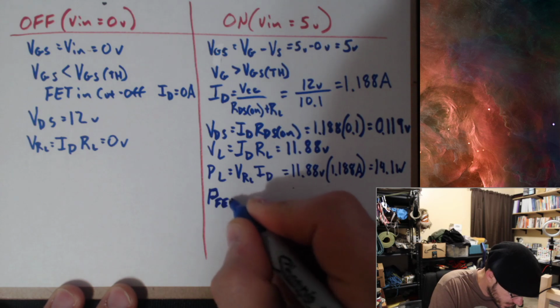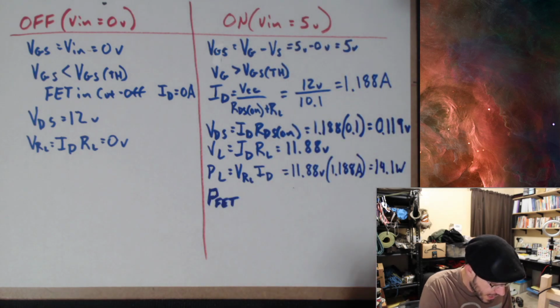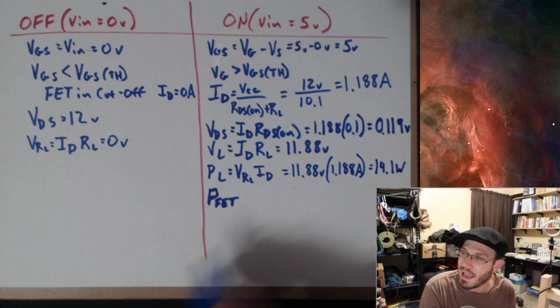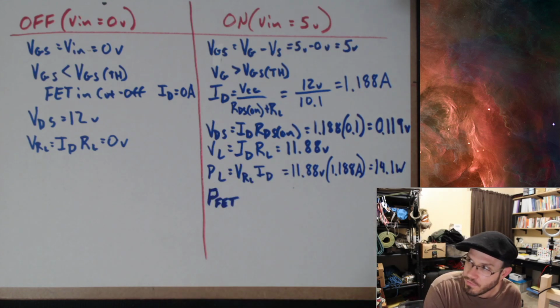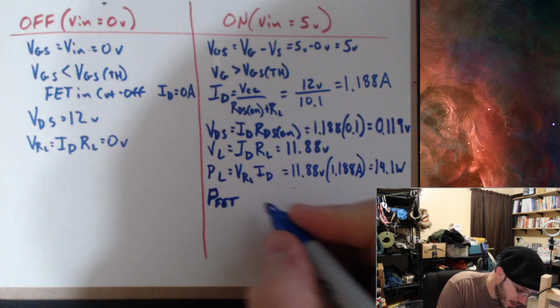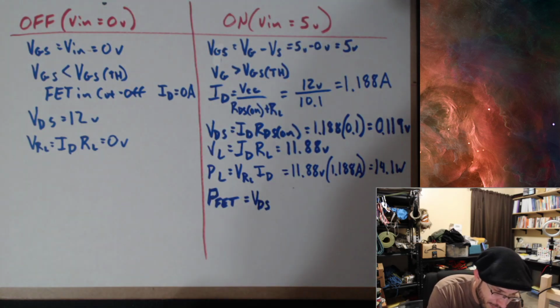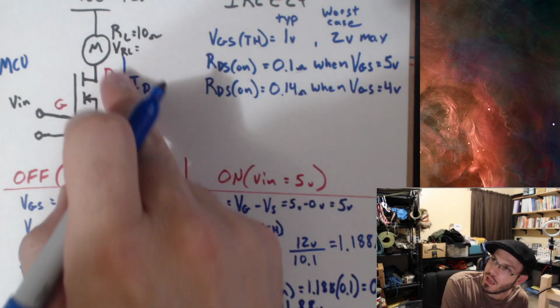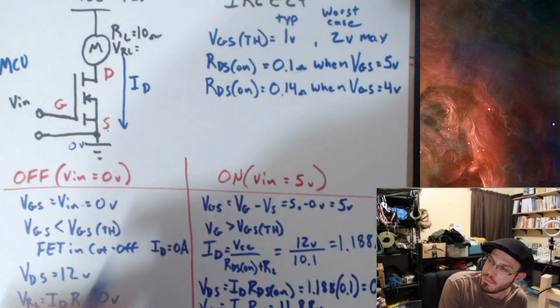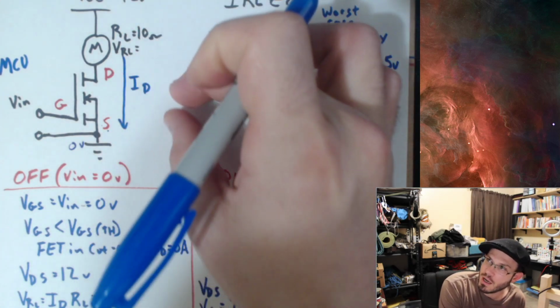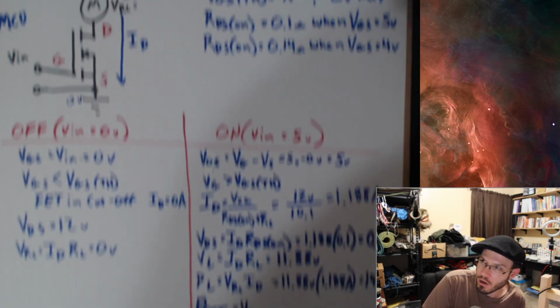Okay, now what we've all been waiting for is the power dissipated by this MOSFET, or power dissipated by the FET. Okay, it is a field effect transistor, so we can go ahead and abbreviate it and just call it a FET. That's going to be equal to V sub DS, the voltage drop across the MOSFET, times the current going through it, right? P is just equal to IV. So if VDS is my voltage drop across, multiply that by ID, I get my power.